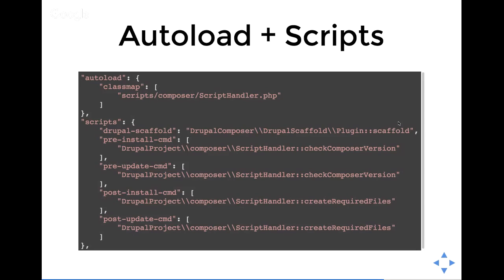Autoload and scripts. So by default, this project has what's called a script handler, and the autoload means that it's automatically going to be pulled in, and then there are certain times when it gets fired. So if I run a pre-install command, it's going to check my actual local Composer version, make sure that I'm on at least the minimum Composer version required by my project. It's also going to check that when I update. So if my local Composer is out of date, it can update that. There's also a post-install command and a post-update command.